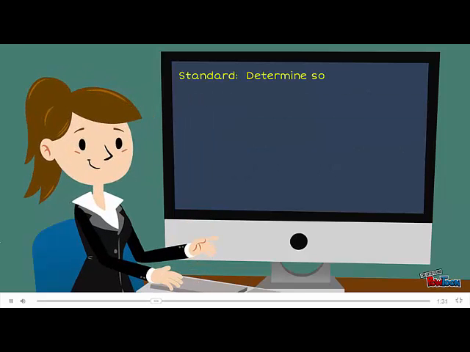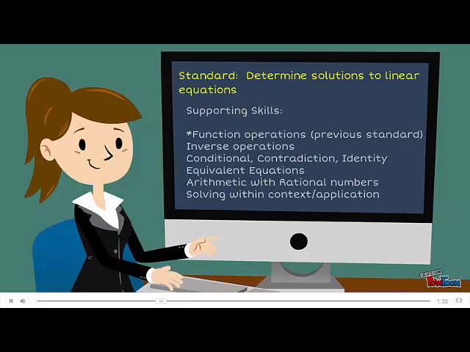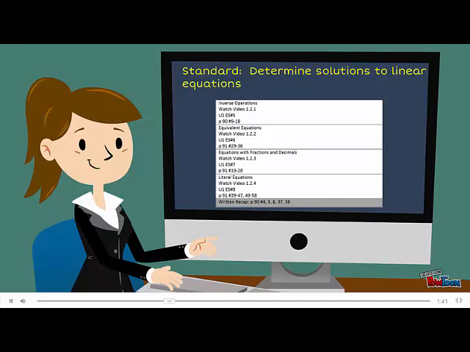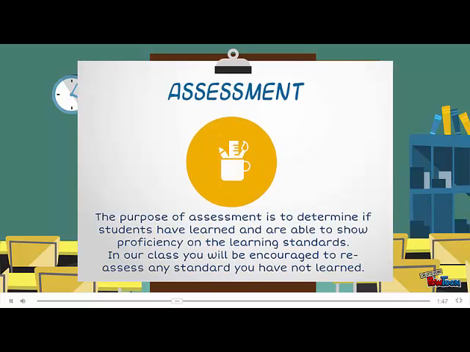This is an example of a learning standard from our first unit. Along with the learning standard, students will be given a list of skills that support their success on that standard. They will also be given a list of learning opportunities. This is a snapshot from our syllabus from the first unit. Let's go on to assessment.